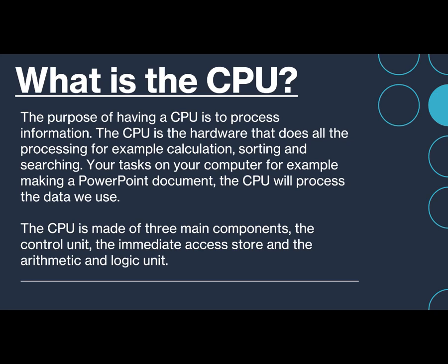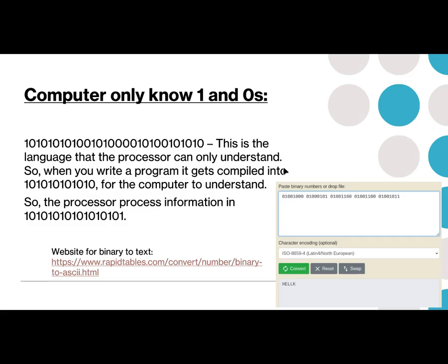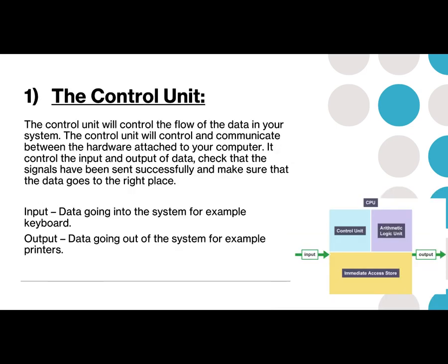The CPU is made of three components: the control unit, the intermediate access store, and the arithmetic and logic unit. Computers only know ones and zeros, 1010 and 1010. This is the language that the processor can understand. So when you write a program, it gets compiled into binary, which is what ones and zeros are, for the computer to understand.